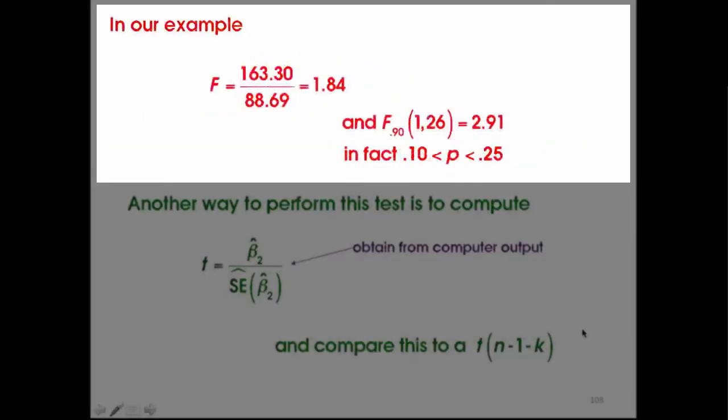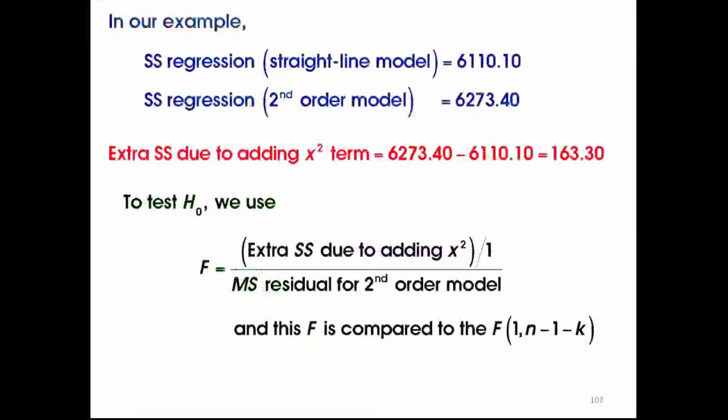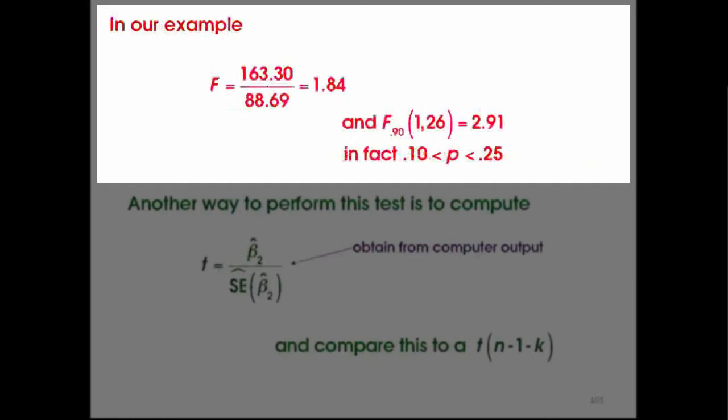So in our example, the extra sums of squares divided by 1 is 163.3. The mean square residual for the model that contains both x and x squared is 88.69. Comparing this to the F distribution with 1 and 26 degrees of freedom, we find the p-value is between 0.10 and 0.25, not significant if you're using a 0.05 level. Even if you're using a 0.10 level, it's not significant.